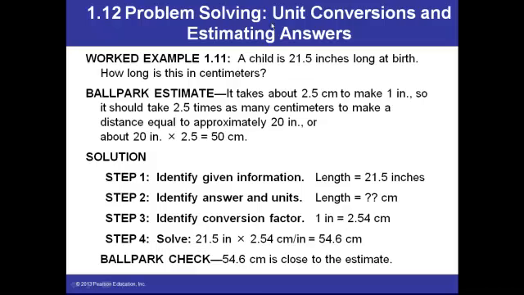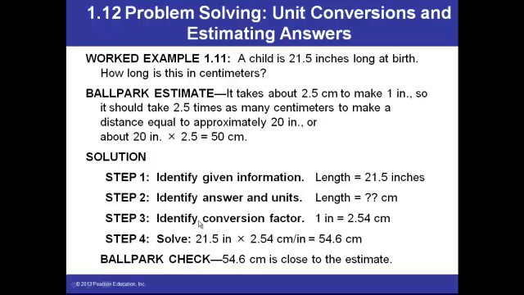So here's an example of using this system to get the correct answer. A child is 21.5 inches long at birth. How long is this in centimeters? So we want to go from the English units into the metric units. So the first thing we note is that our starting is 21.5 inches. So we identify our given information and write that down. Step 2 is to identify the answer and the units. So we want the answer to be in centimeters. We don't know what that's going to be, but it should end up being some number in centimeters.